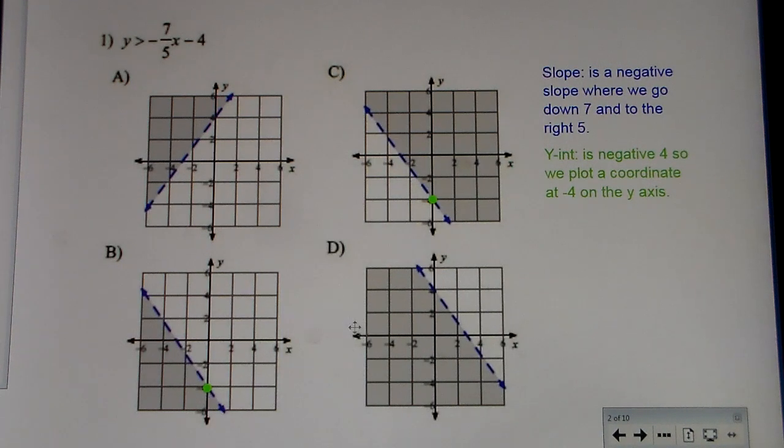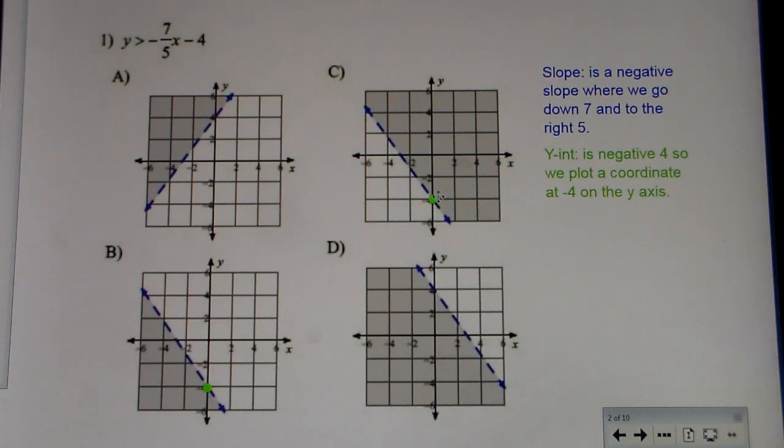However, I did not do it for A and D because A is at positive 4 and D is at positive 4. So we know A and D are incorrect. Now, we have a negative slope, so our line needs to be negative, which both B and C are. It's a greater than, not a greater than or equal to inequality, so it has to be a dashed line. Now our slope is down 7 to the right 5. So we have to figure out which one of these is down 7 to the right 5. Well, if we go from our y-intercept down 7 to the right 5, it will go off the grid. And that's the same for both B and C.